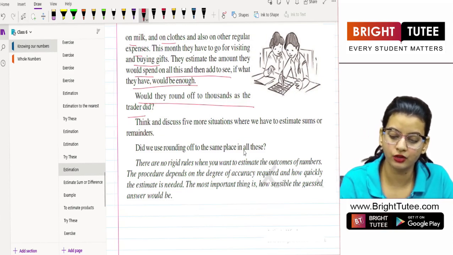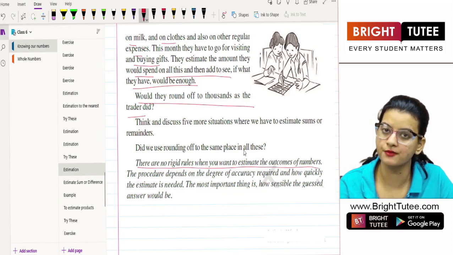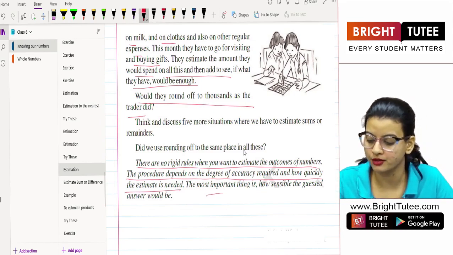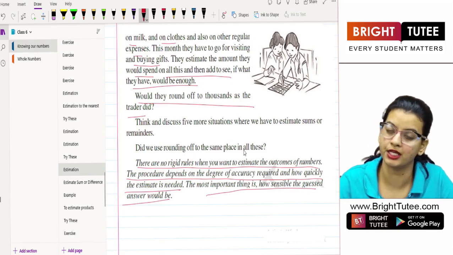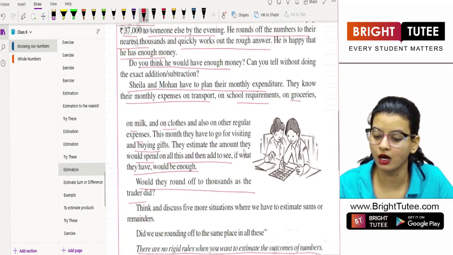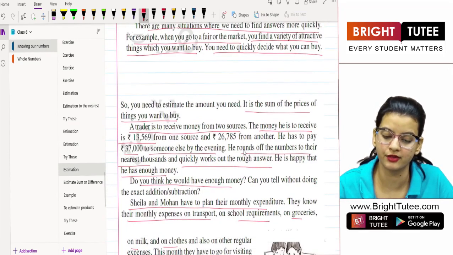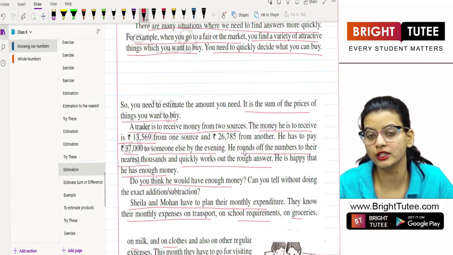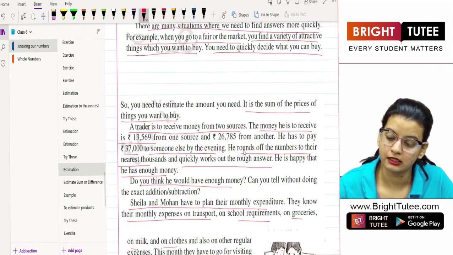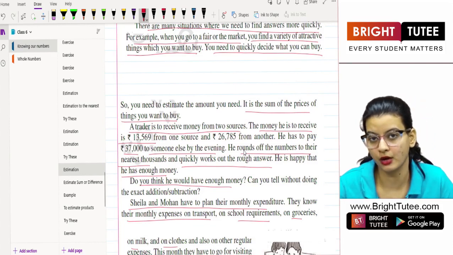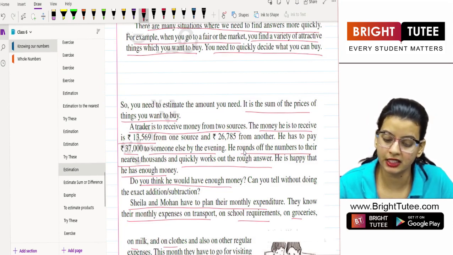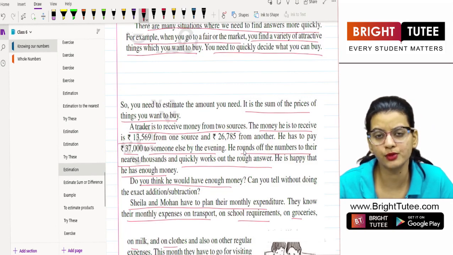Okay, now there are no rigid rules when you want to estimate the outcomes of numbers. The procedure depends on the degree of accuracy required and how quickly the estimate is needed. Okay. The most important thing is how sensible the guessed answer would be. Now, suppose I am talking about 26,785 and 13,569. Now, I want to round it off to nearest lakhs. Now, in that case, they will be both 0 because they are less than 50,000. So, if I round them off to nearest lakh, they will be 0. So, in that case, the amount of money that the trader will get will be 0.